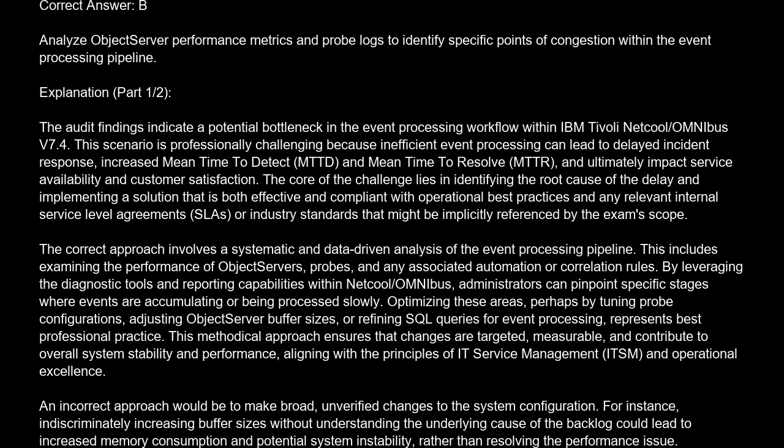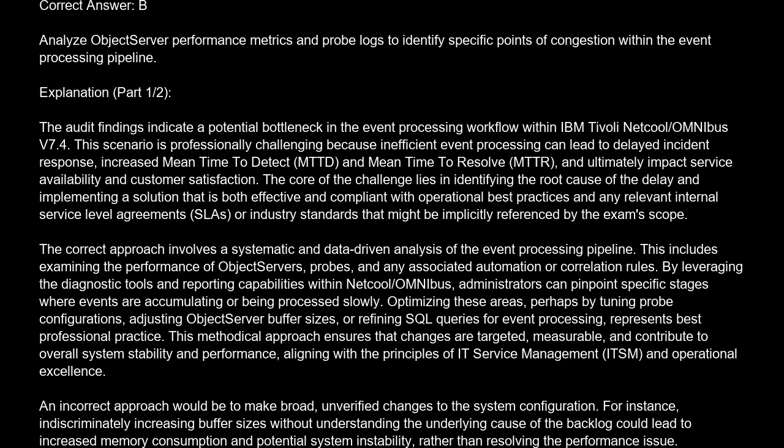The correct answer is B. Analyze object server performance metrics and probe logs to identify specific points of congestion within the event processing pipeline. Explanation: the audit findings indicate a potential bottleneck in the event processing workflow within IBM Tivoli Netcool/OMNIbus V7.4.